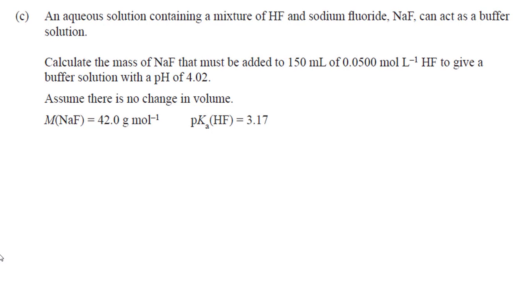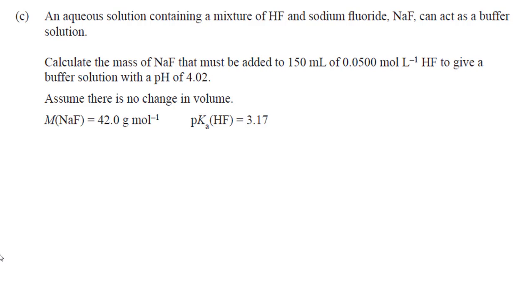In part C of the question, we now look at a buffer calculation. So the question reads, an aqueous solution containing a mixture of HF and sodium fluoride, NaF, can act as a buffer solution. Calculate the mass of NaF that must be added to 150 ml of 0.05 mol per litre HF to give a buffer solution with a pH of 4.02. Assume there is no change in volume. The molar mass of sodium fluoride is 42 grams per mole, and the pKa of HF is 3.17.